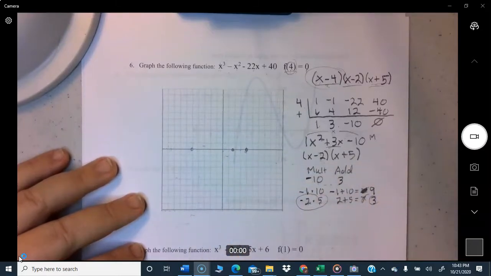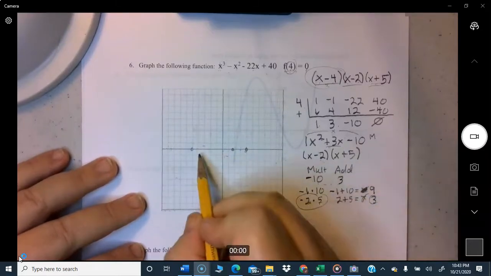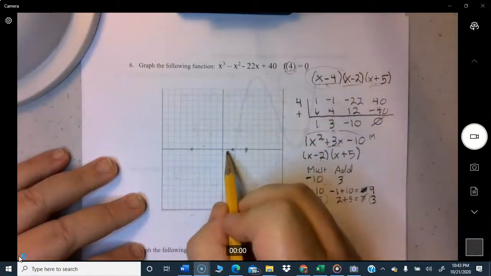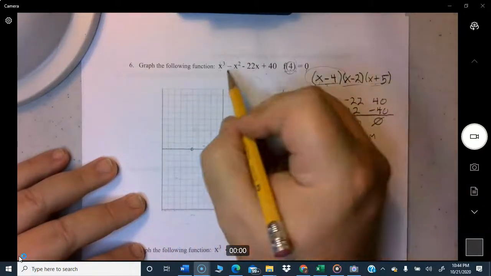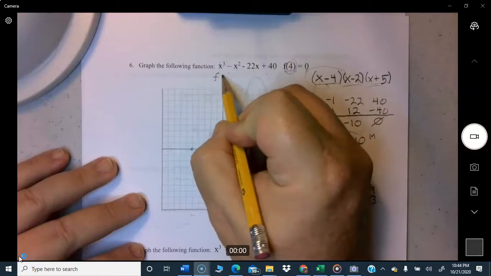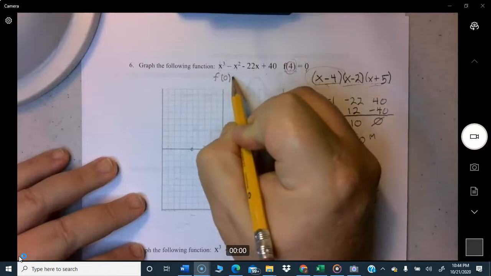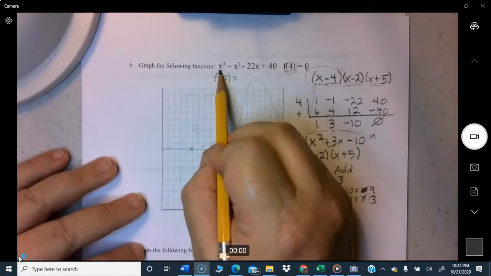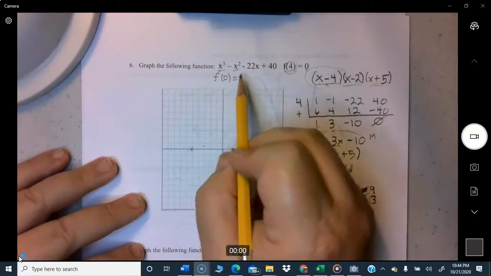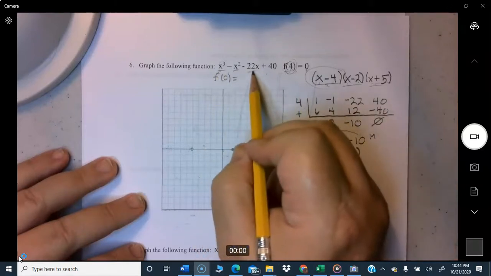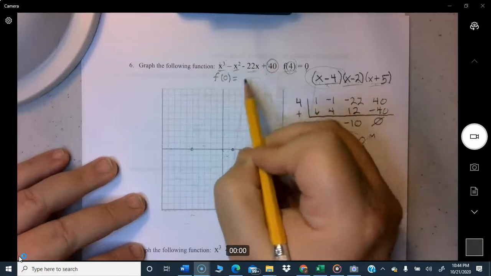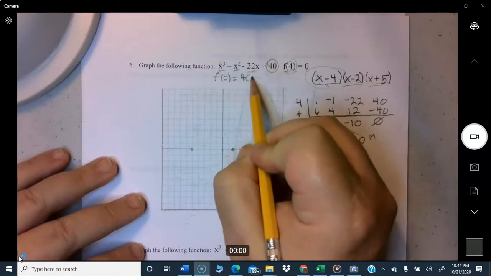Now what is the y-intercept? The y-intercept is where it crosses the y-axis, this axis, when x is 0. So what we do is we just say f of 0 equals what? Well, if I put a 0 in there, it goes to 0. If I put a 0 in there, it goes to 0. A 0 in there goes to 0. And the only number left that isn't going to go to 0 is 40. So f of 0 equals 40.